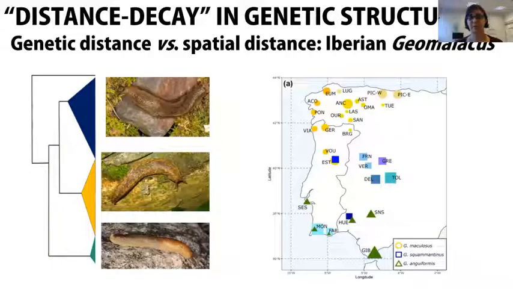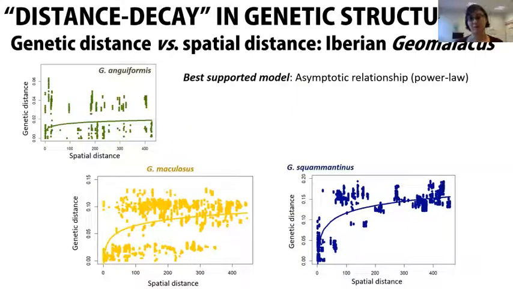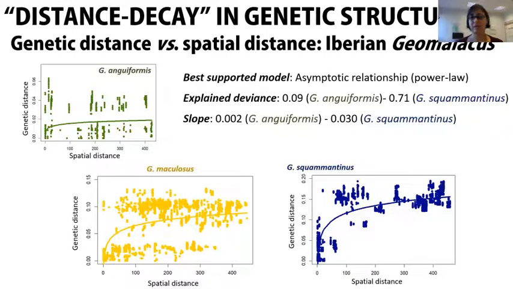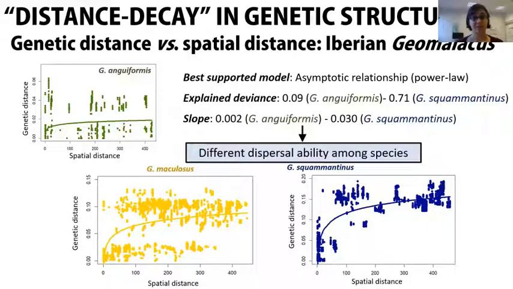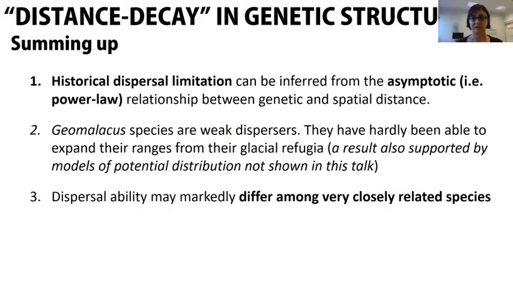We did this for 3 different species of Hemilacus in the Iberian Peninsula, and we saw that in every case, the asymptotic relationship was the best supported model, pointing to this strong dispersal limitation. But not only that, the models were largely different in terms of slope and spline deviance, and this points to different dispersal ability among the species.